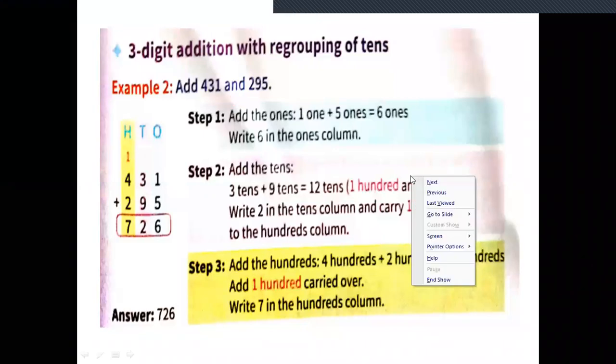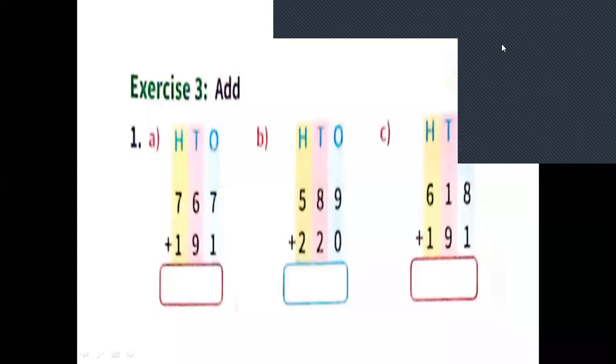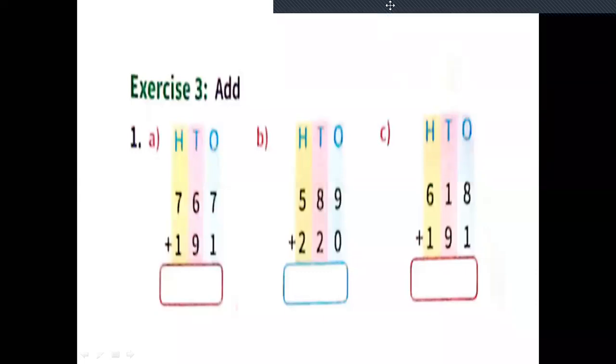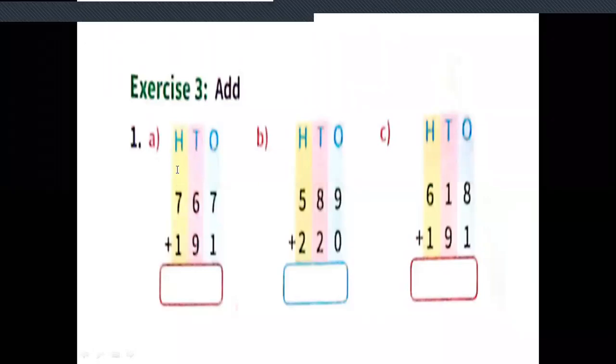Next, we will do some example sums. Okay. Exercise 3. Add. See here hundreds, tens, ones. 767 plus 191. So first you have to add ones place. So 7 plus 1 is nothing but 8. So 8 we are writing in ones place.